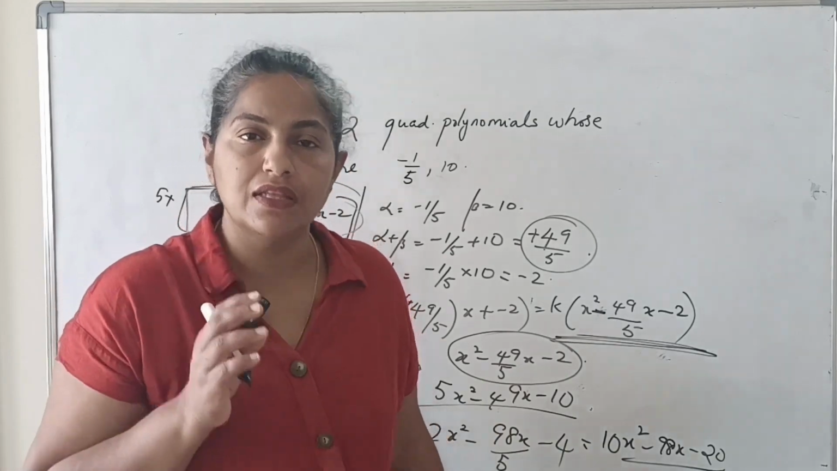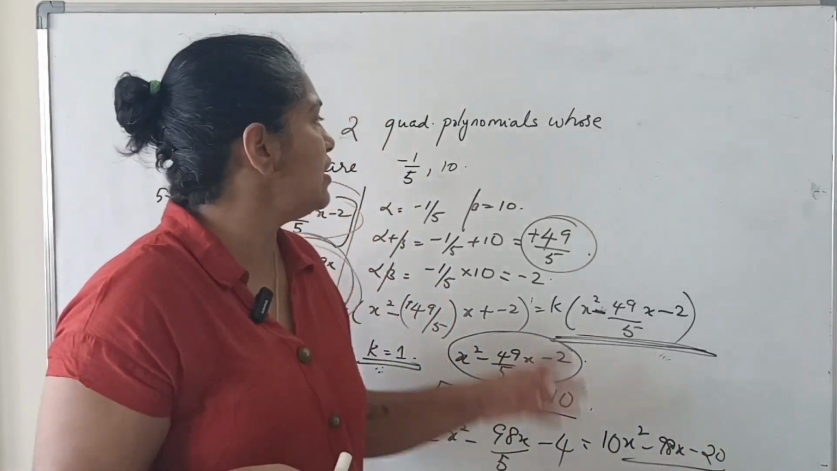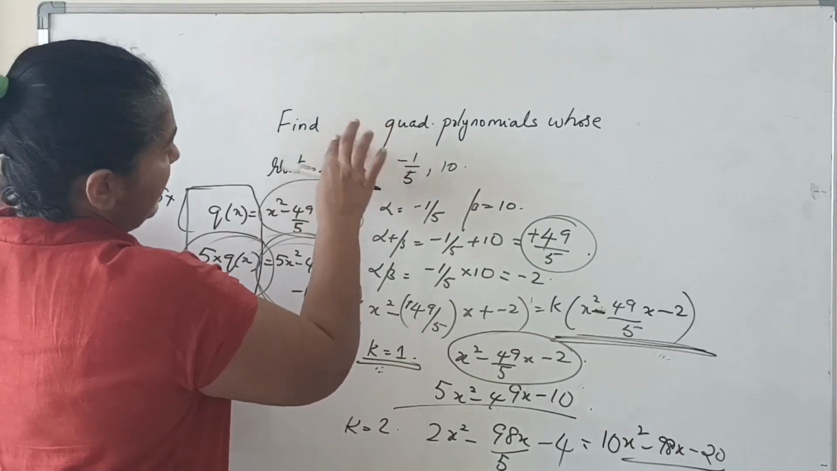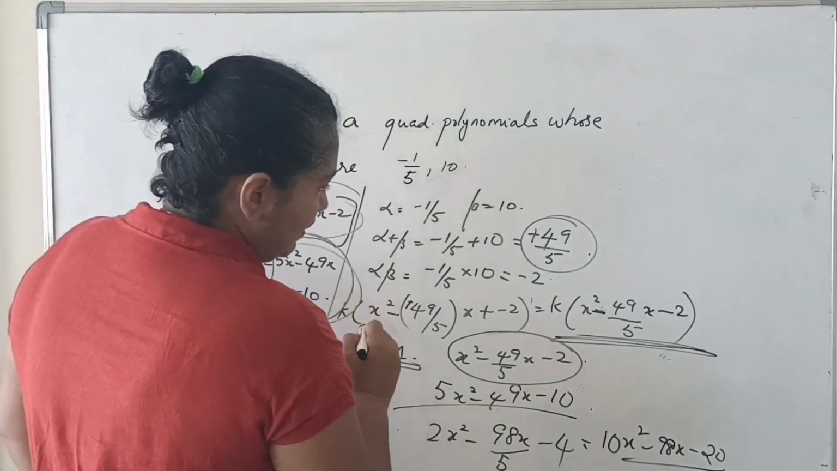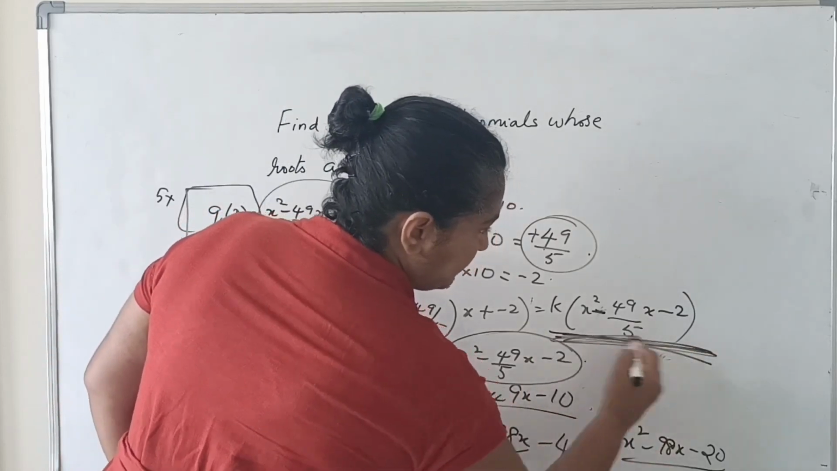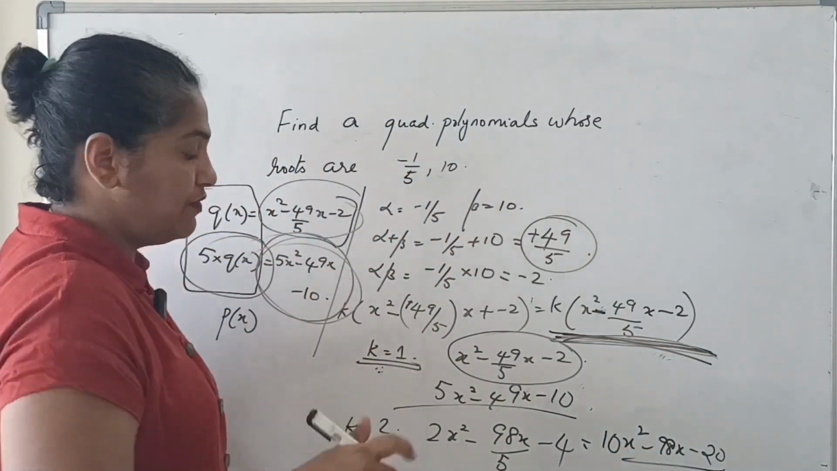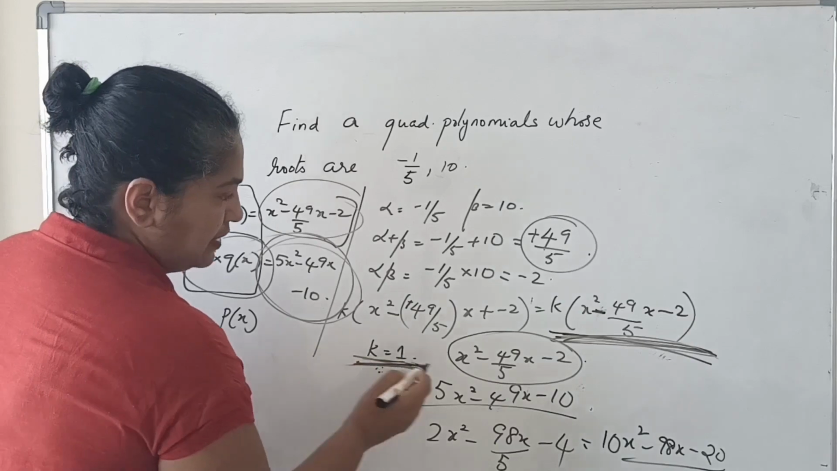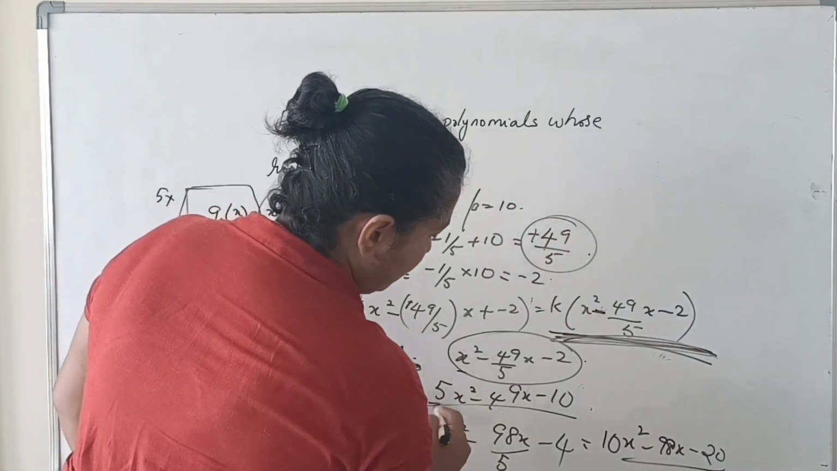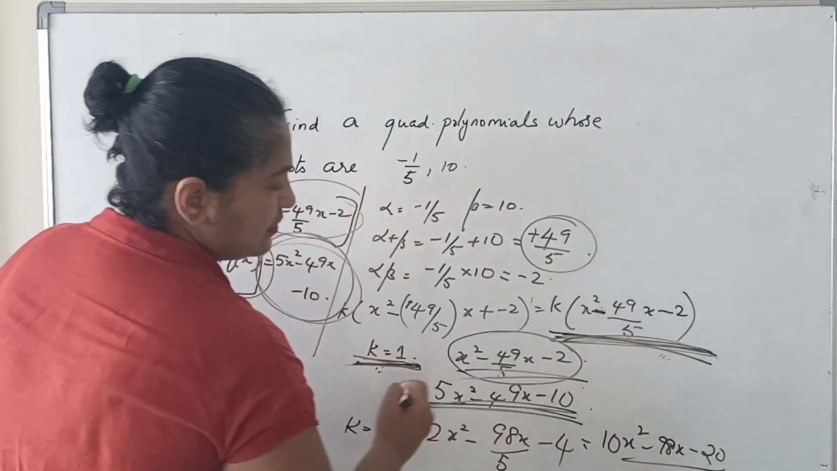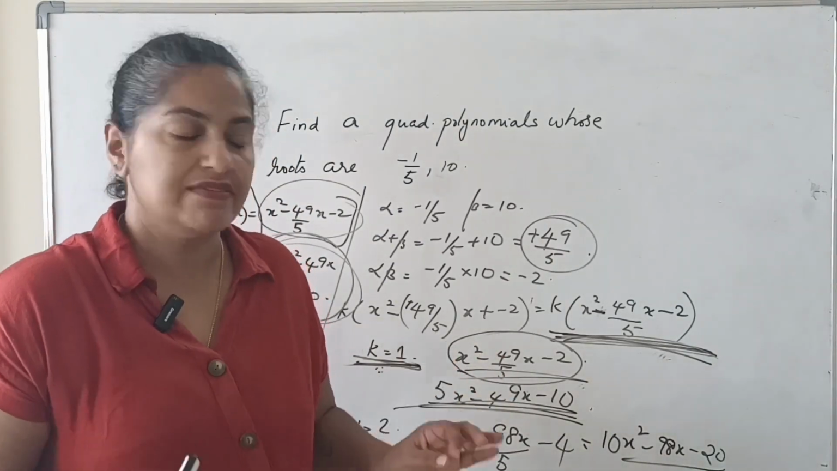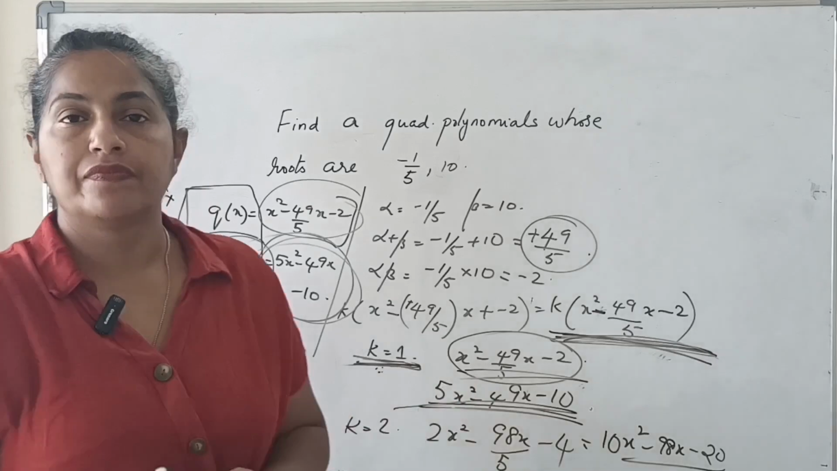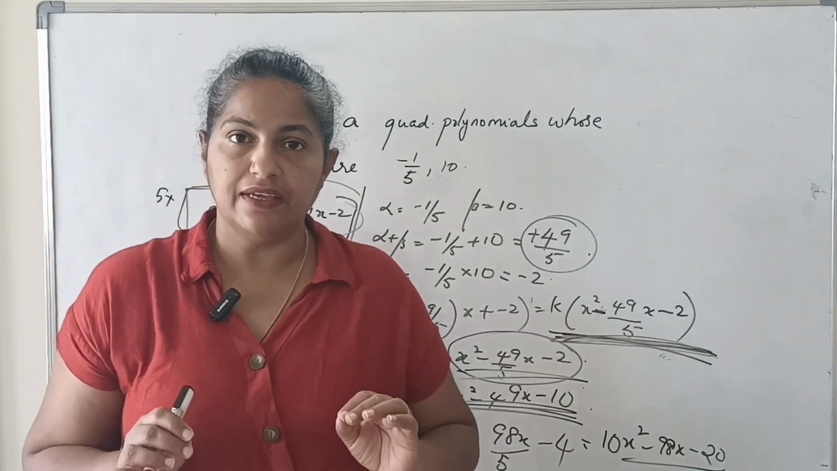Normally in the question paper, you get "find a quadratic polynomial". So, what you need to do is write till here. After that, you write that when k is equal to 1, the polynomial becomes this. This you will write, and the final answer will be this. I hope you are very clear with this.